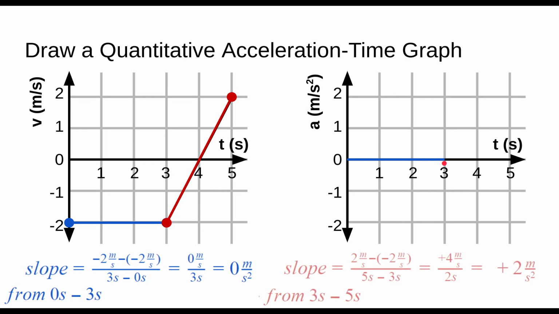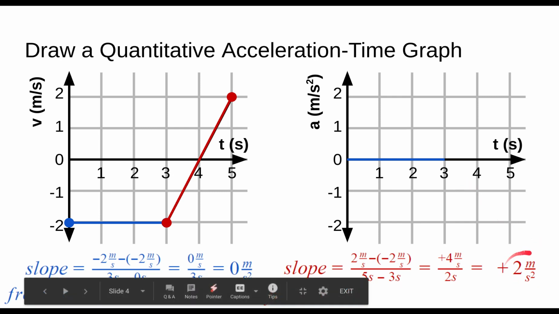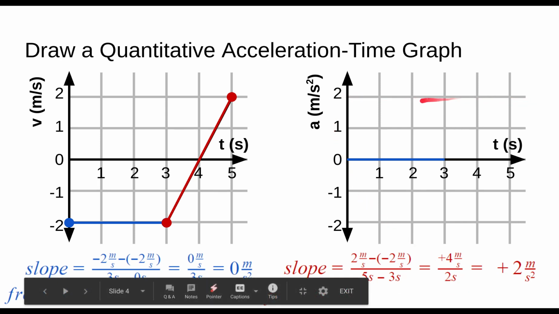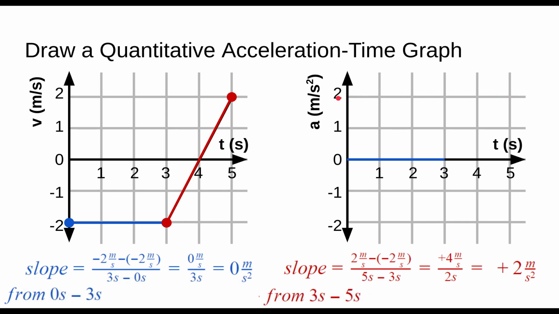Then we can repeat the process for the red segment on the velocity time graph. We can find that that acceleration is a positive 2 meters per second squared using the slope equation. And so we're going to have a line somewhere on the positive 2 meters per second squared line, but the duration is from 3 seconds here to 5 seconds here. And so that's going to look like this.